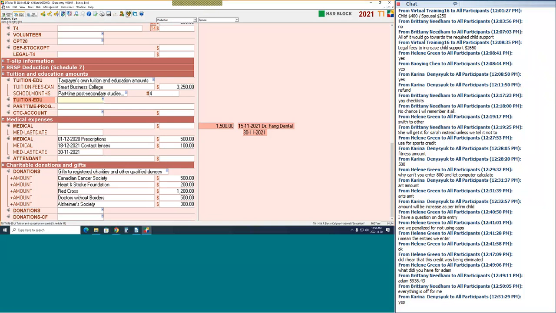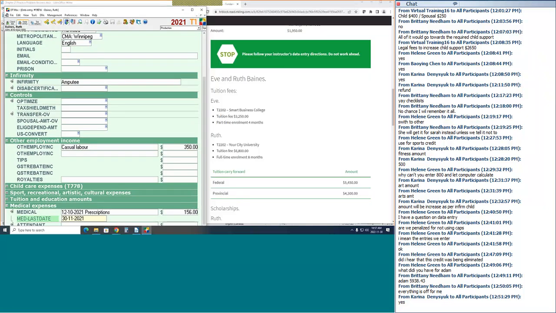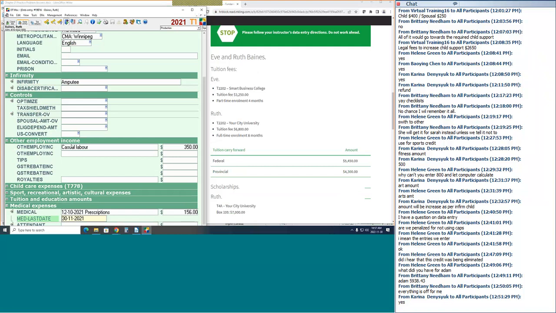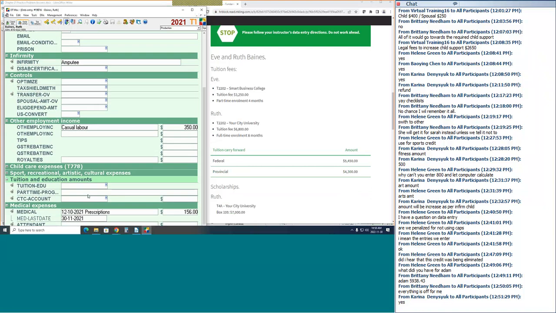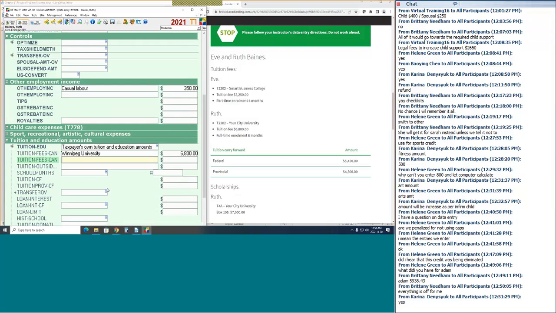So the next one I want you to do is we're going to go into Ruth's file, and we're going to do tuition for Ruth, which is going to look a little bit different. So Ruth also has a T2202. I want you to notice that as a dependent, Ruth is already having a tuition section open. It's assuming she might be going to school, so we don't have to find it in the Smart Start. It's already there. I'm going to put her own information in here, and I'm going to say, in this case, it's Winnipeg University, well, University of Winnipeg, and then tuition fees, $6,800. From the T2202, I can take that number. I have the number of months, full-time 8.